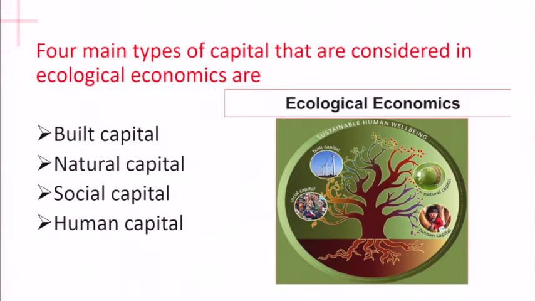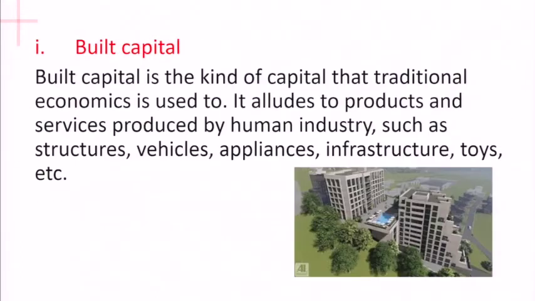There are four main capitals: the built capital, the natural capital, the social capital, and the human capital. All these four capitals are important in determining ecological economics. Now, the built capital is the kind of capital that traditional economics is used to. It alludes to products and services produced by the human industry, such as structures, vehicles, appliances, and infrastructure. So, products or services that are traditionally produced come under the built capital.